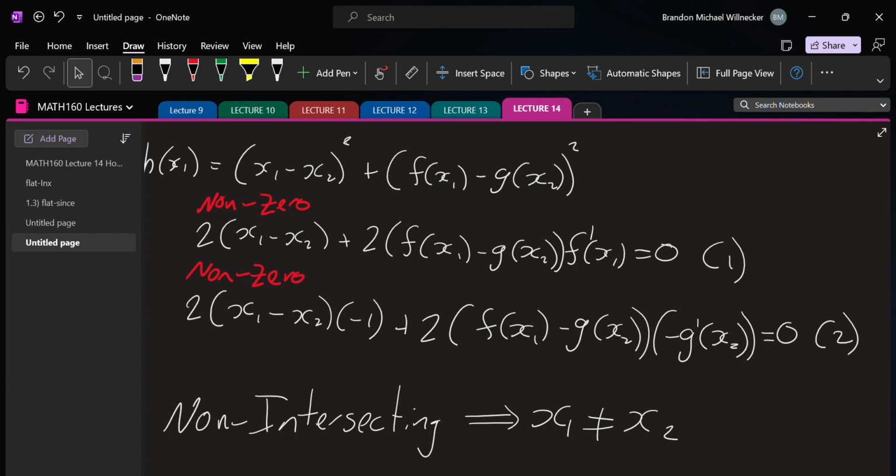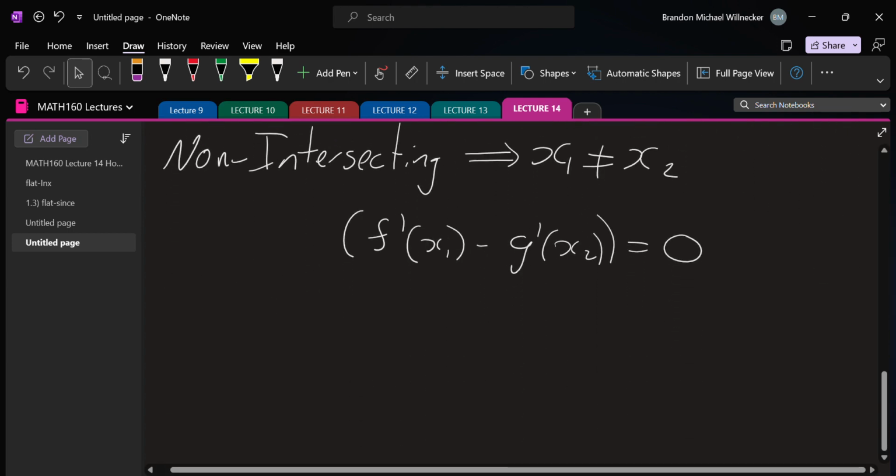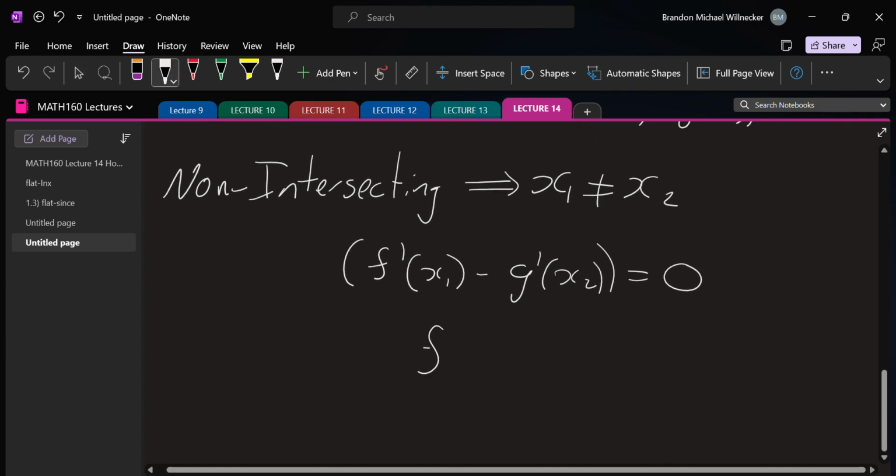This first one, 2x1 minus x2, is the same here, but with the minus sign. What happens when we add them? They cancel. 2f of x1 minus x2, 2f of x1 minus x2, it's non-zero. We can divide both sides. This side is 0, so that can just go away. It's non-zero, we can divide by that. What are we left with? We're left with these two.